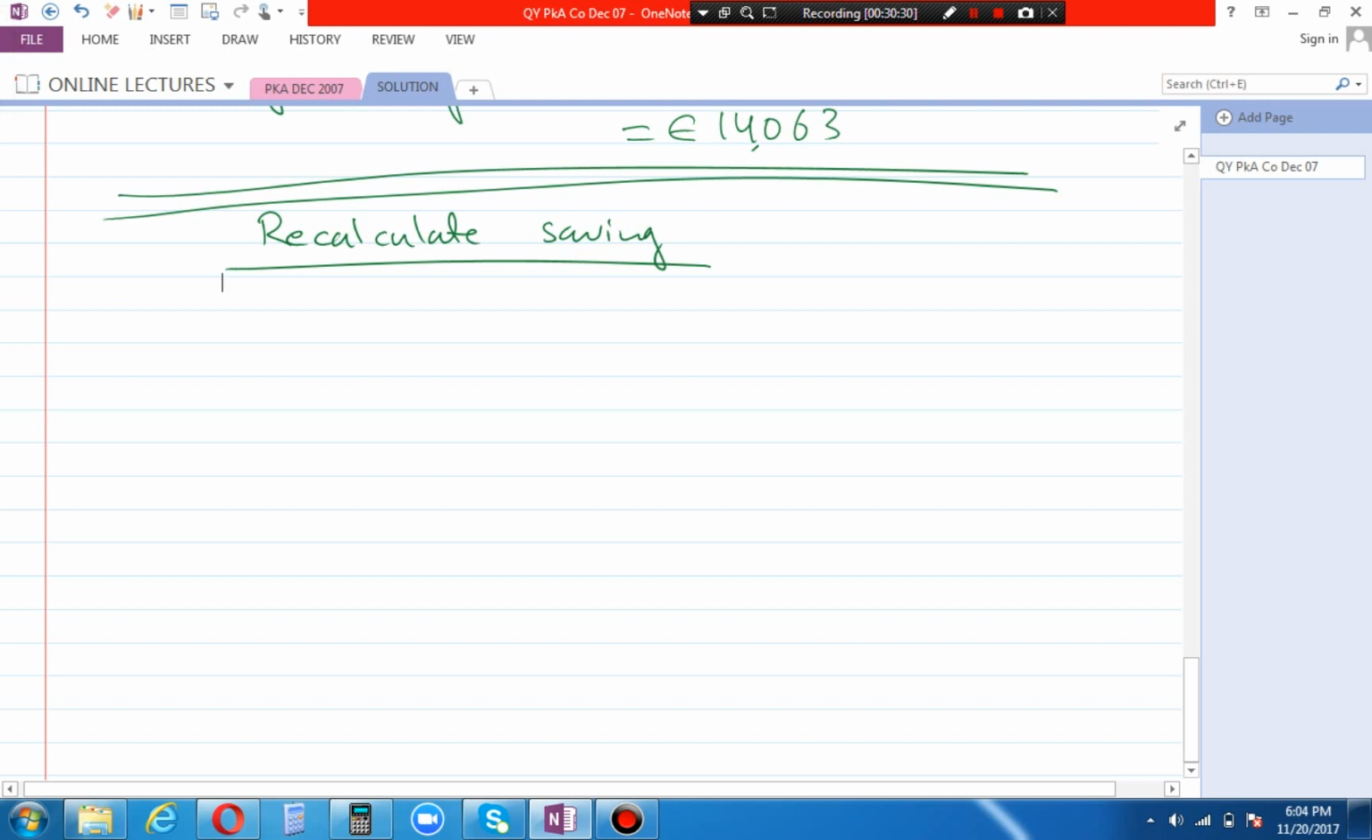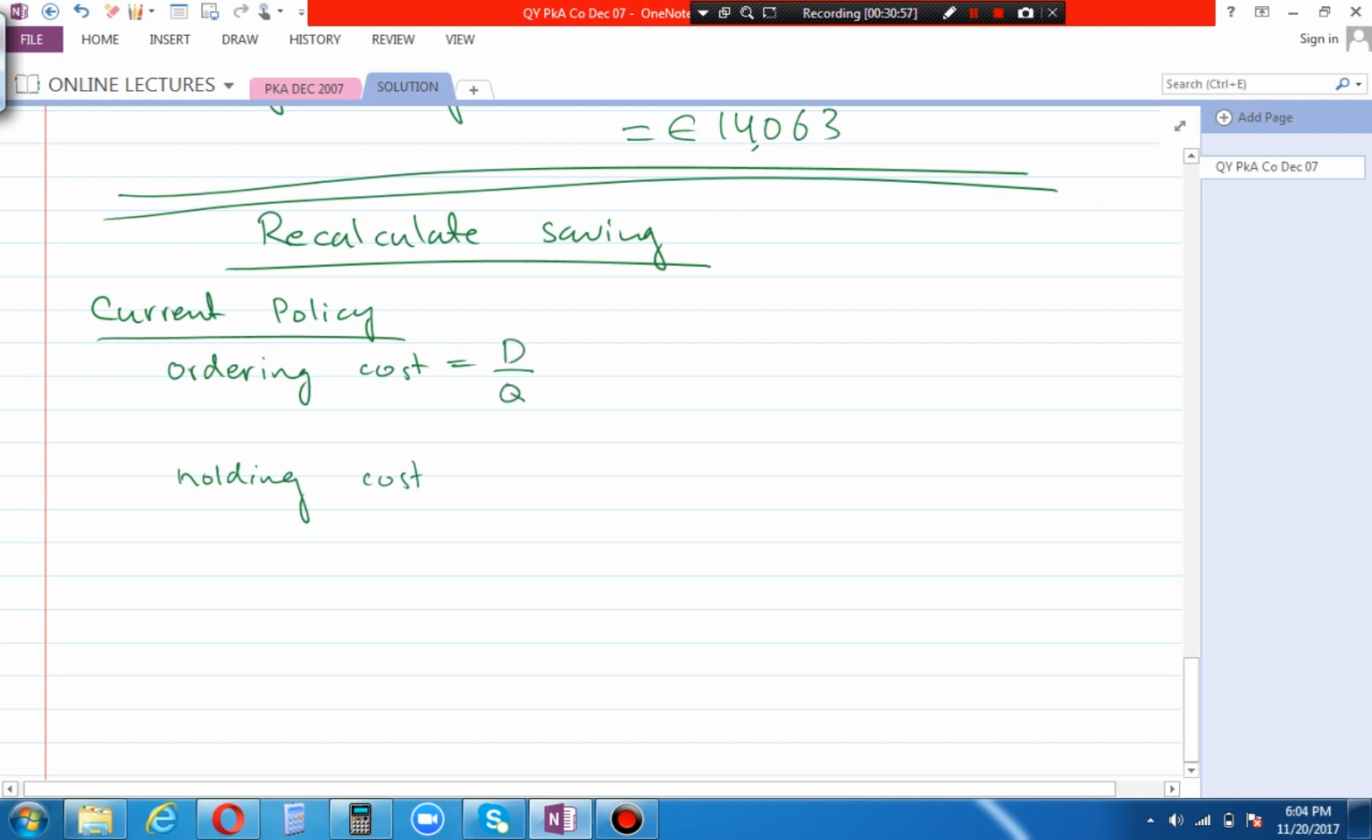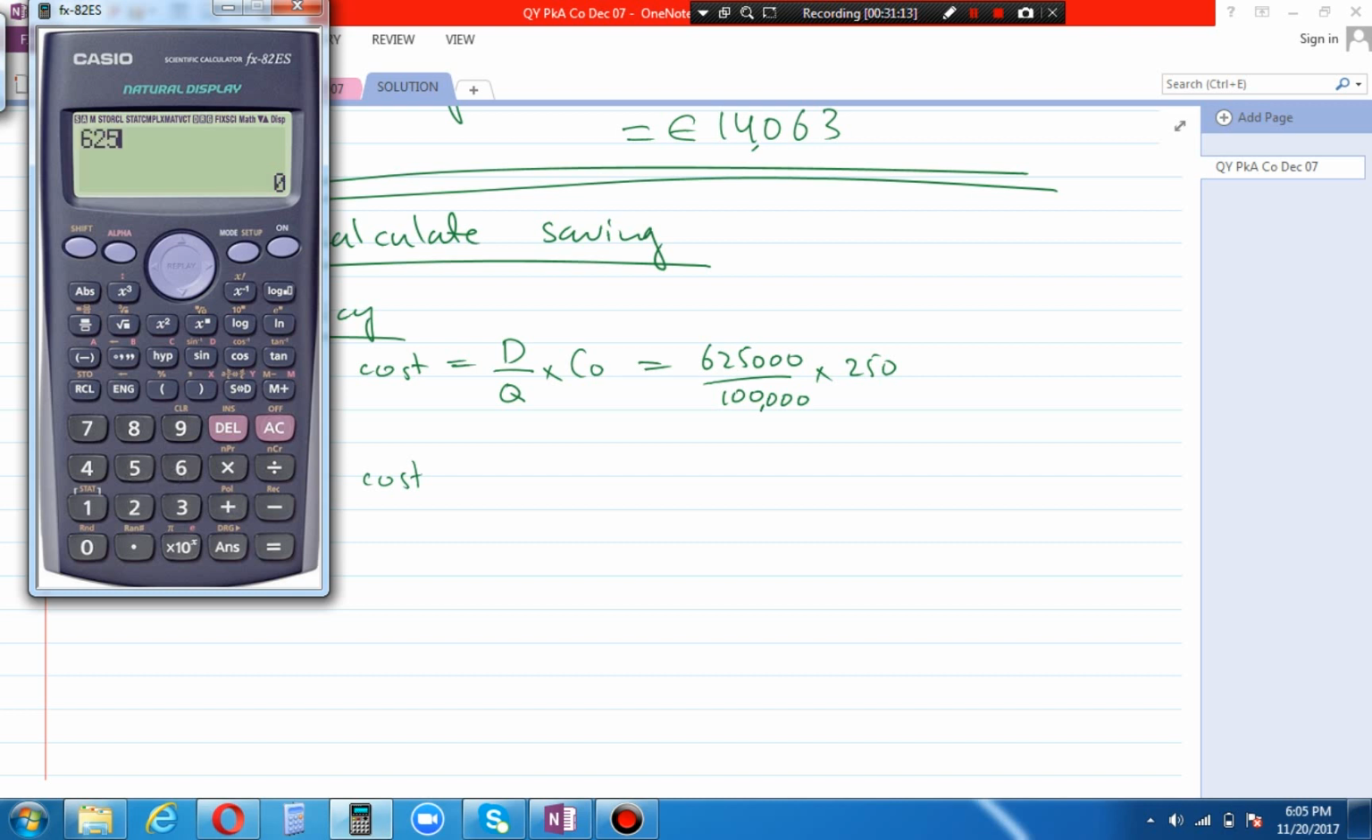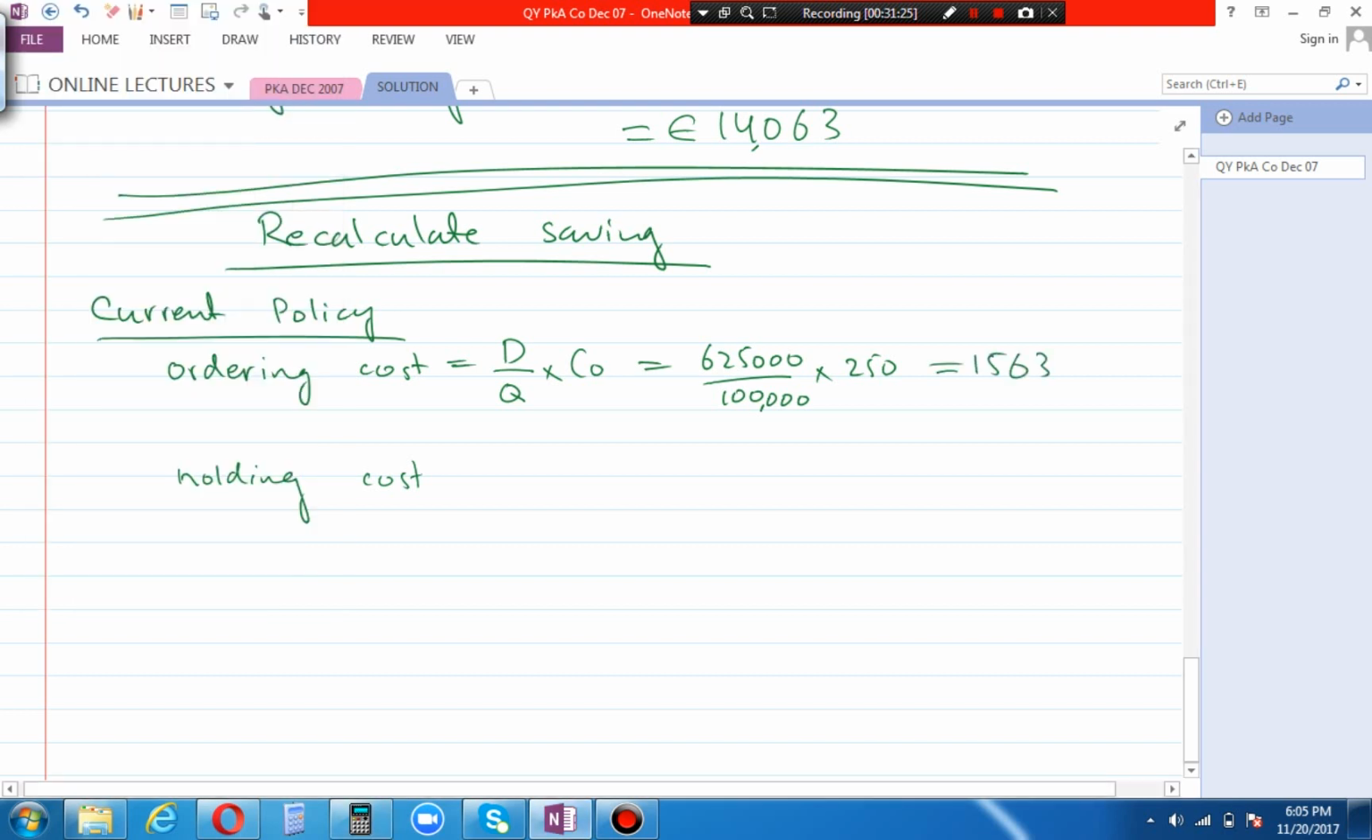So, if you ignore minimum inventory, then the current policy would be ordering cost plus holding cost. The ordering cost is the number of orders, which is demand divided by quantity, multiplied by the cost of one order. So it's 625,000 demand divided by 100,000 quantity, multiplied by the cost of one order, 250, and that would be 1563. We have already calculated this one.